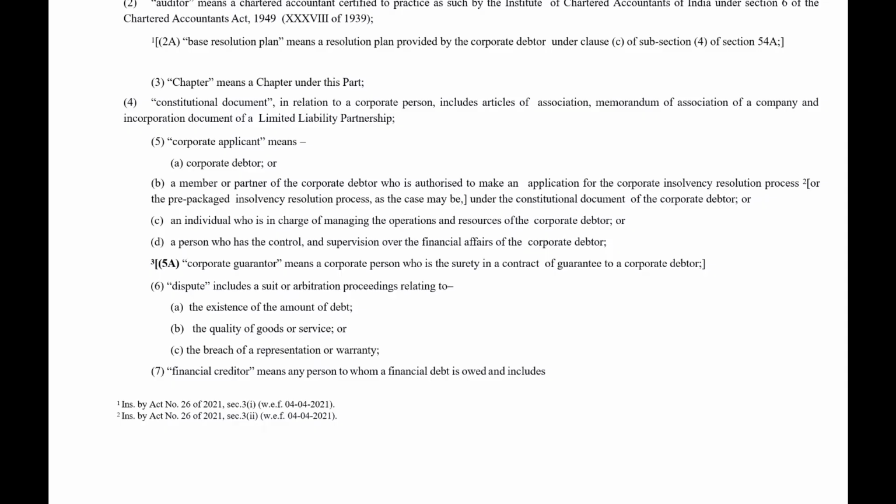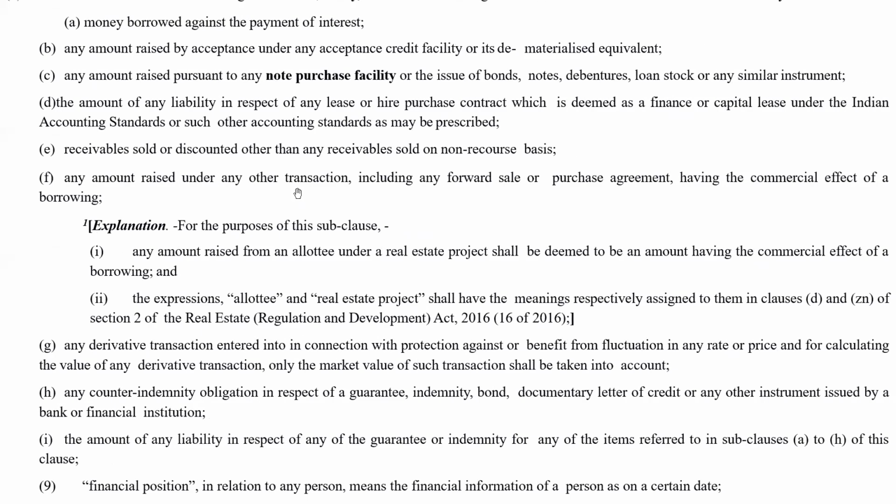Financial creditor. Financial creditor means any person to whom a financial debt is owed and includes a person to whom such debt has been legally assigned or transferred. So there is a concept of assignment of debt also. Suppose there is a debt. What will they normally do? They will assign it to some other person, like the asset reconstruction companies.